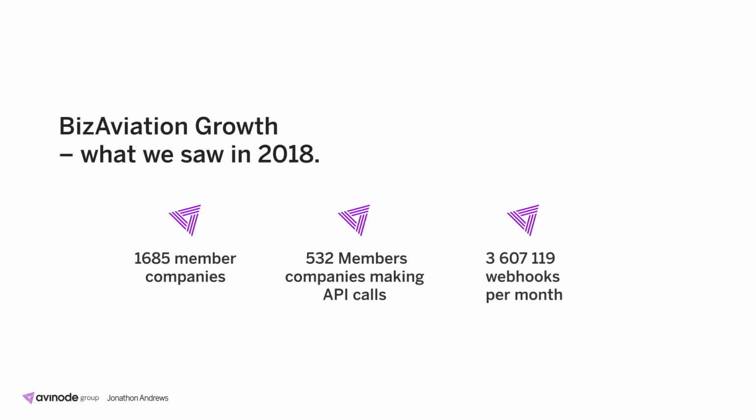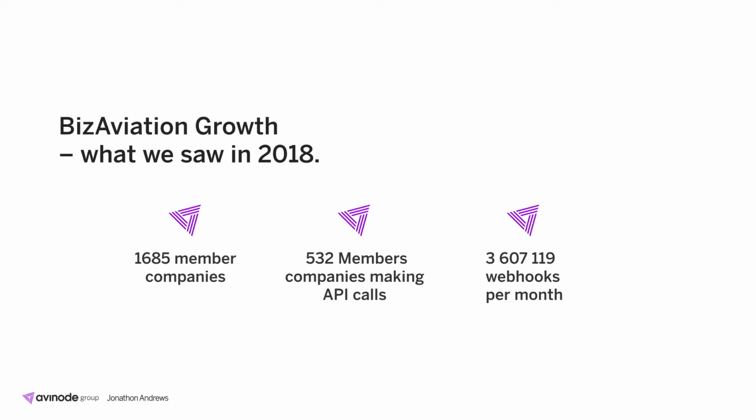So this is the amount of members that had some kind of API integration with Avinode. Out of a total of 1,685 member companies worldwide, just under a third of all companies have some kind of API integration to Avinode. This resulted in 2018 in over 3.5 million webhooks per month. To put into perspective, the webhook number was 0 in April 2015.